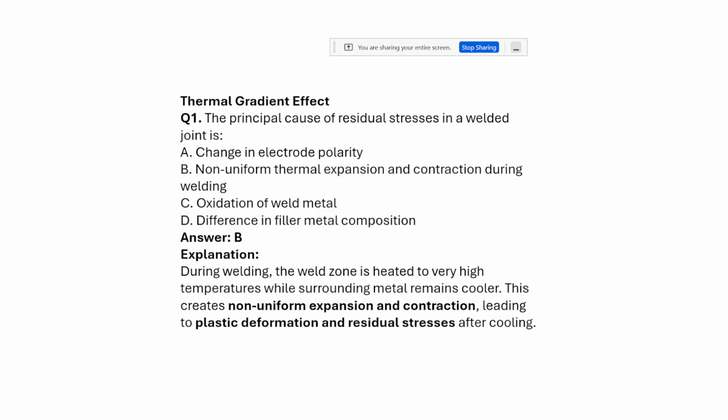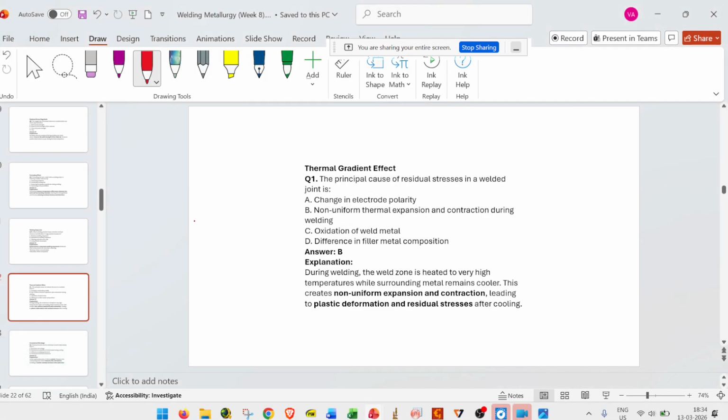So next is the thermal. The principle that causes the residual stresses in the weld joint is: A, change in the electrode polarity. B, non-uniform thermal expansion and contraction during the welding. C, oxidation of the weld metal. D, difference in the filler metal composition. The primary cause of the residual stresses is non-uniform thermal expansion and contraction during the welding, as we see here.